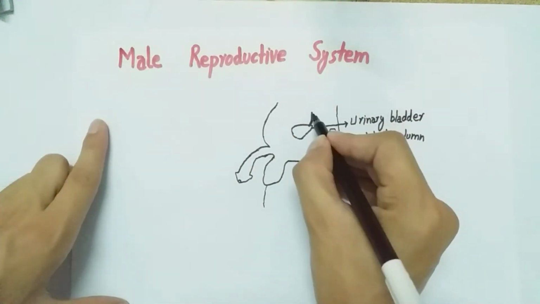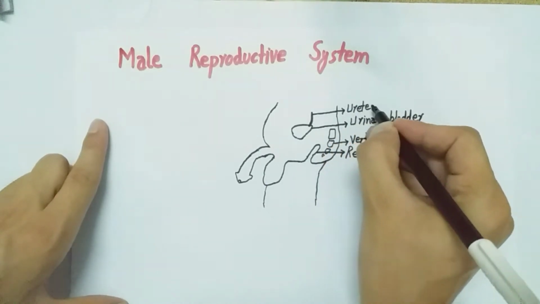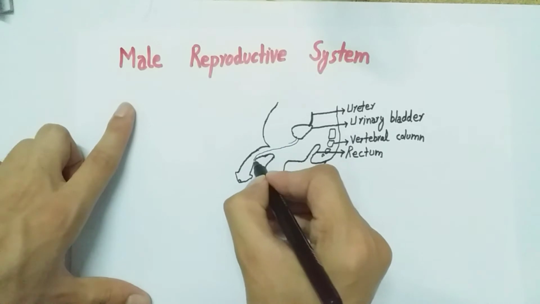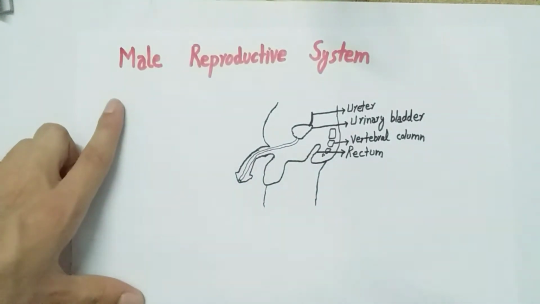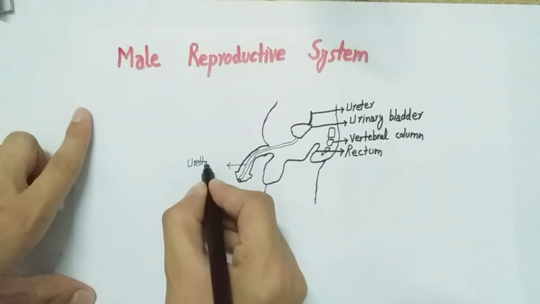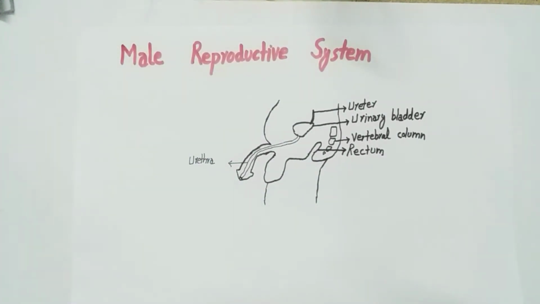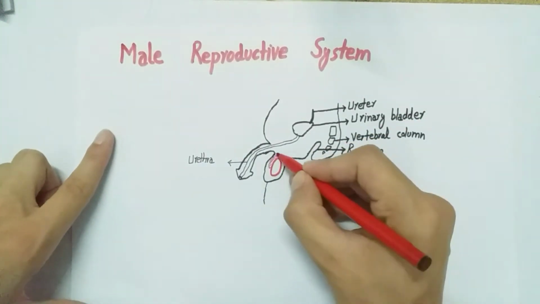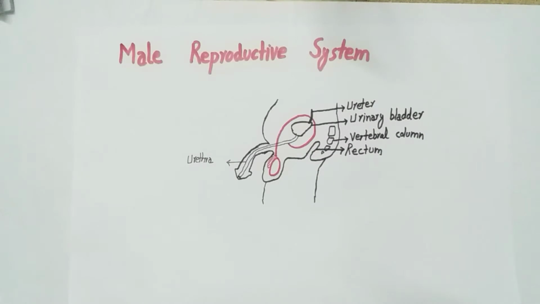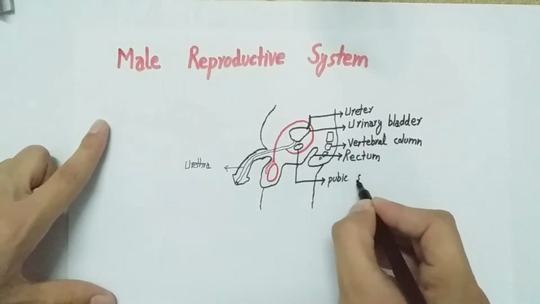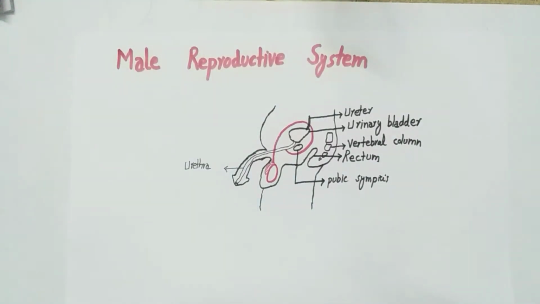And then we have the ducts that are emptying urine into the urinary bladder. These are called the ureters. And finally from the urinary bladder we have a tube that is extending all the way through the penis, and this very tube is called the urethra. Now inside the scrotum we have a pair of testes, as you can see, and these ducts are then arising from it and eventually they are joining the urethra. Now this black structure is the pubic symphysis.